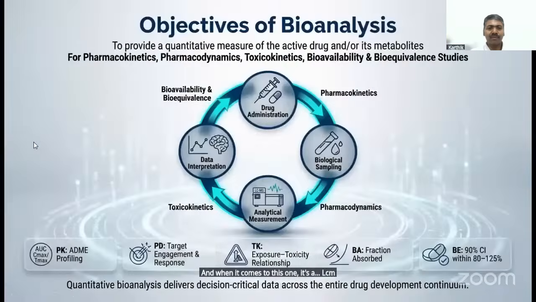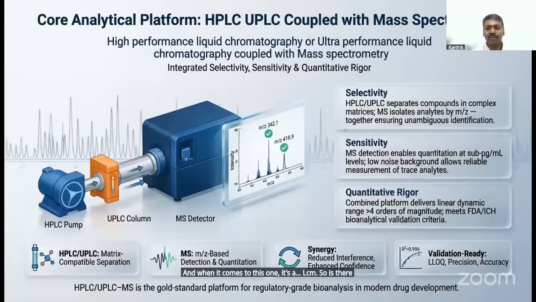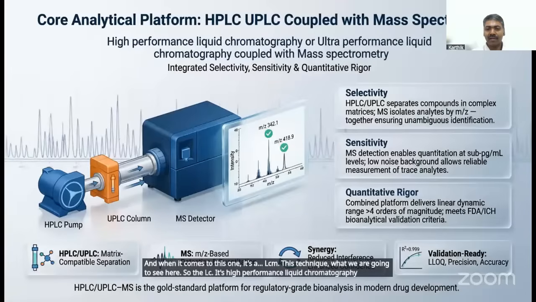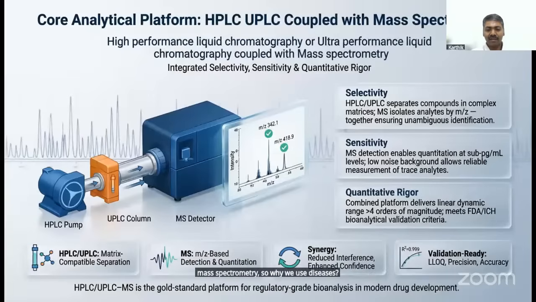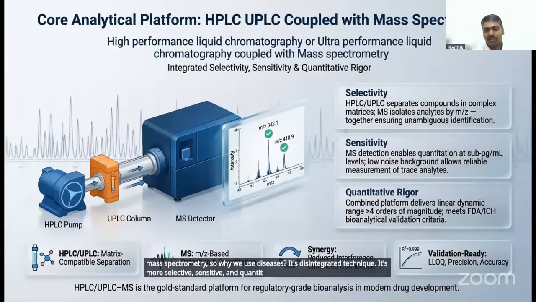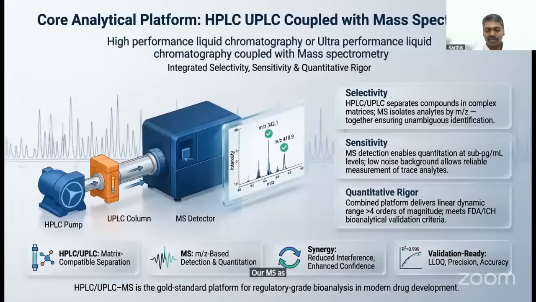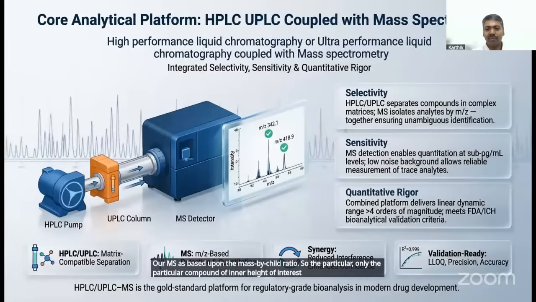Now, the technique we are going to see here is LC-MS/MS. The LC is high performance liquid chromatography, or it can be ultra performance liquid chromatography, coupled with mass spectrometry. Why do we use this integrated technique? It offers selectivity, sensitivity, and quantitative rigor. The selectivity comes from the HPLC or UPLC, which can separate the compounds in a complex matrix, while MS is based on the mass-to-charge ratio, so only the particular compound of interest gets quantified.